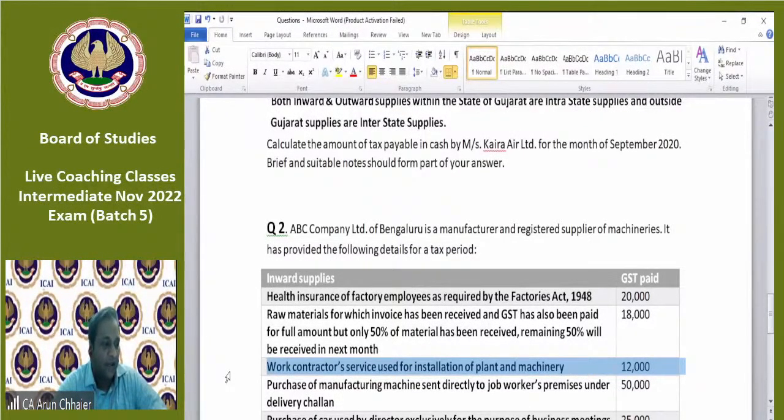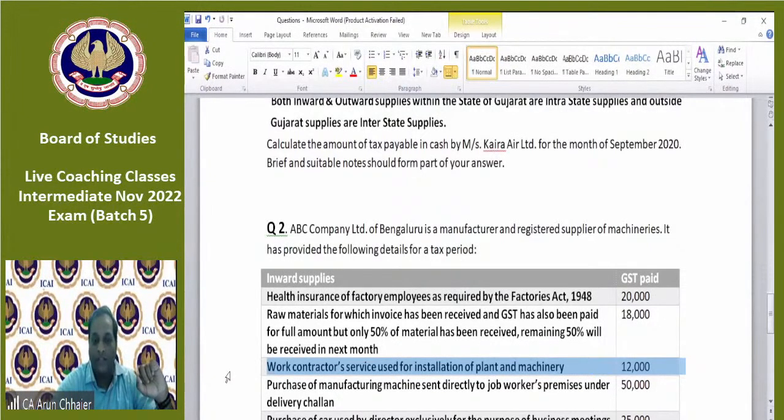The answer is ITC would be available. ITC would be available on this work contract service or not? This is my question. Whether ITC would be available or not? The answer is ITC would be available. Oh, had it already been given? Sorry, I did not see it then. Oh, okay. ITC would be available.